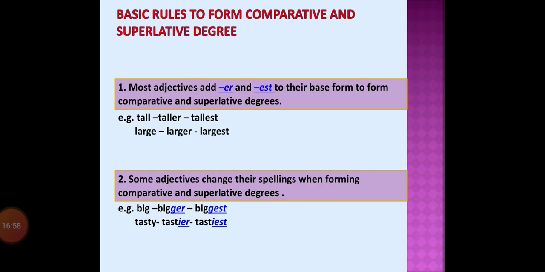Like tasty. Now in tasty, the last alphabet is Y, which has been turned into IER. They removed the Y and added IER in its place. And the same way in the superlative degree, remove Y and add IEST. Clear? This is our second rule to form the comparative and superlative degrees.